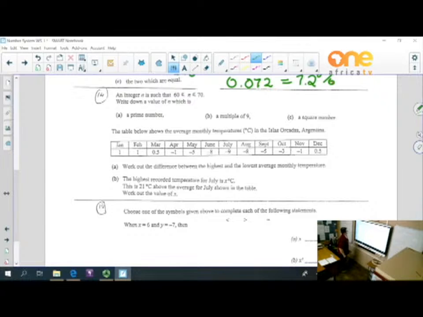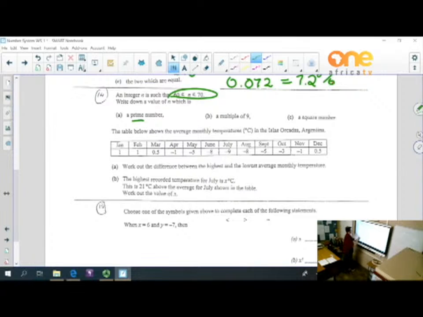An integer n is such that it lies between 60 and 70. Look, there's a limit. You must the whole time think of those numbers. Now we need to find the number which is prime in that list. What is a prime number? A prime number is only divisible by 1 and itself. 1 is not prime. 2 is the only even prime number. So there's only two factors, the number 1 and the number itself. And you'll have to test them there.